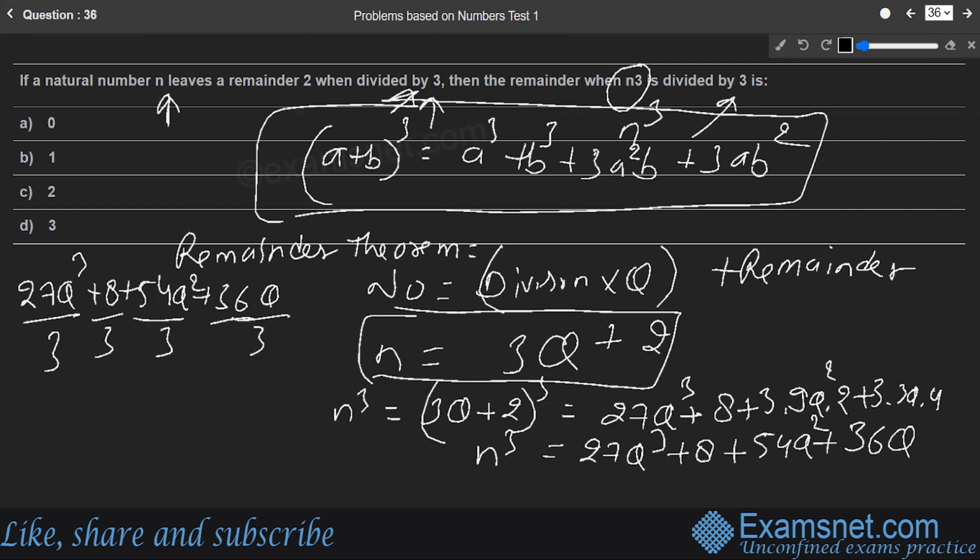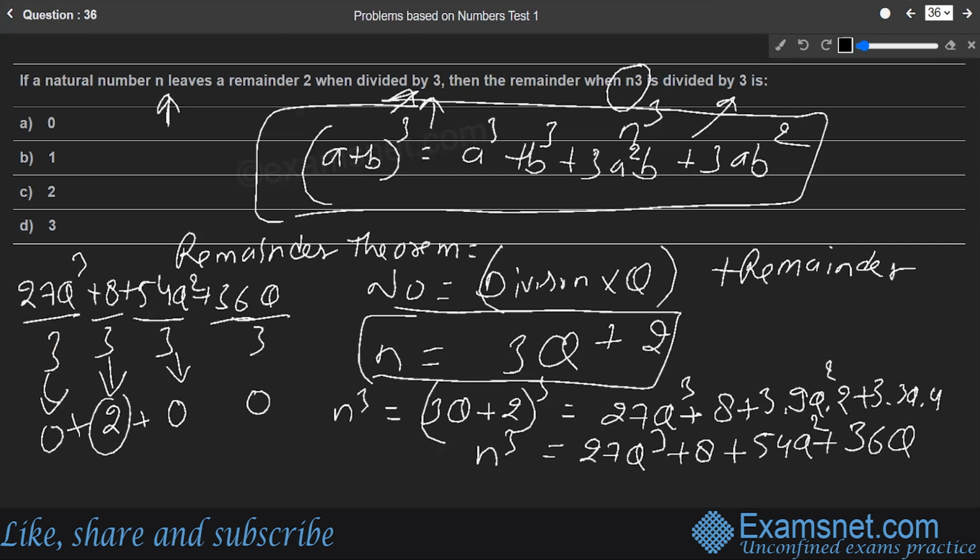So the first term will give the remainder as 0 because 27 is completely divisible by 3. Next term, 8 by 3. If we divide 8 by 3, the remainder comes out to be 2. Next term is 54q square by 3. Clearly 54 is completely divisible by 3, so again the remainder will be 0. Then 36q. If we divide 36 by 3, 36 is again completely divisible by 3, so the remainder will be again 0.